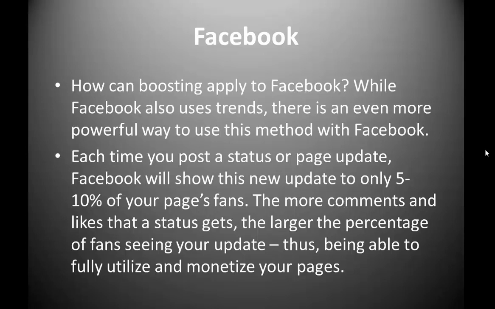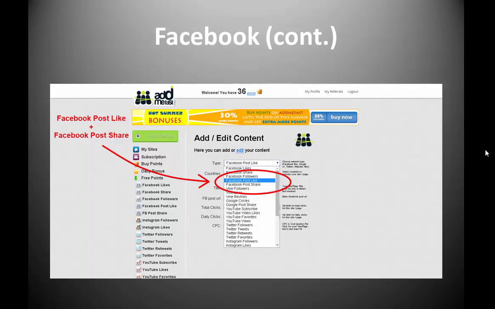So this way, you guys are able to fully monetize and utilize these pages. Basically, what you're going to want to do is in Add Me Fast right here, there is the Facebook post like and Facebook post share option. You guys are going to want to send those into every single post and status that you make. You really want to get them out there. If you want, you can also do the Facebook followers or Facebook likes to further build up your pages. But if you already have fan pages, simply using the post like and post share will definitely get your status into more people's eyes. I guarantee that.